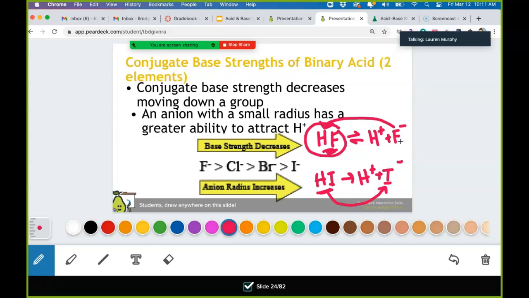And then again, why is that? Well, the fluoride ion is strong because it can approach H closer. It's smaller, so it can yank it in easier. Whereas the iodide is this big bulky thing, and it has a really hard time trying to yank in the H plus.